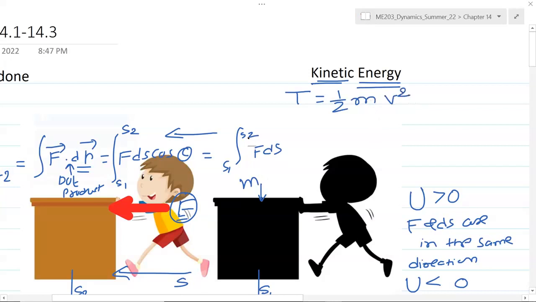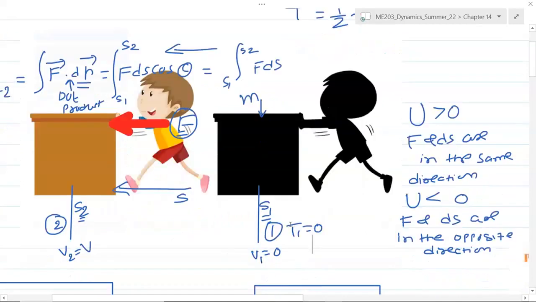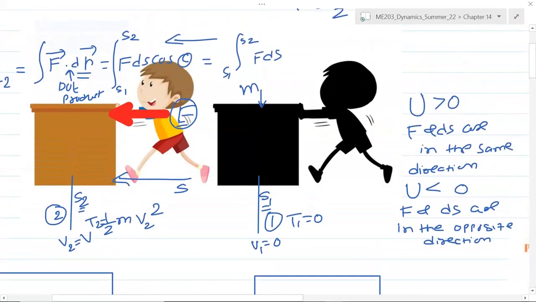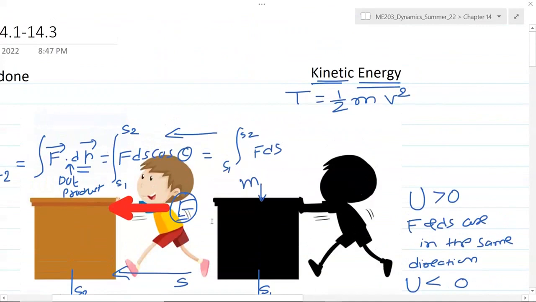So kinetic energy of the desk at position number 1 is 1/2 m v1 square, which is 0, because the desk does not have any velocity. But kinetic energy of desk at position 2 is 1/2 times m v2 square, which is some positive quantity. Let's call it T2. And this kinetic energy has increased because of the work done.